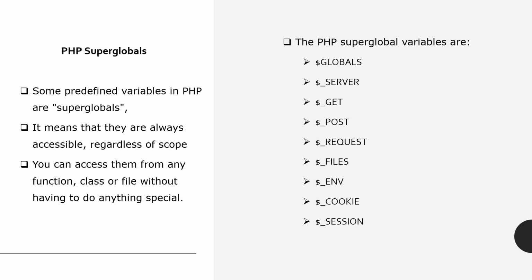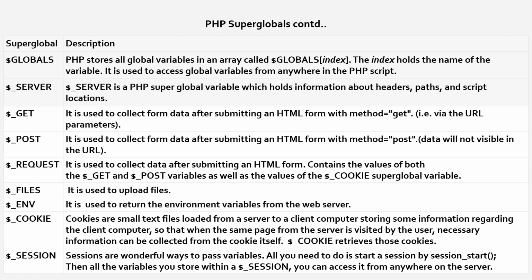The superglobal variables are $GLOBALS, $_SERVER, $_GET, $_POST, $_REQUEST, $_FILES, $_ENV, $_COOKIE, $_SESSION. Now we are going to discuss superglobal variables one by one. First one is $GLOBALS, which is used to access global variables from anywhere in the PHP script. PHP stores all global variables in an array called $GLOBALS[index]. Here the index holds the name of the variable.